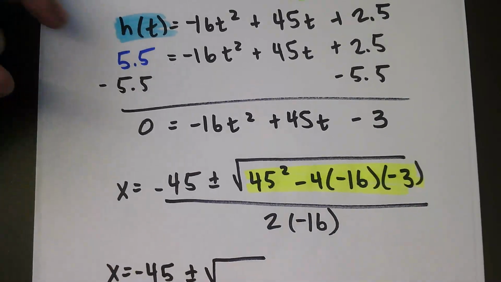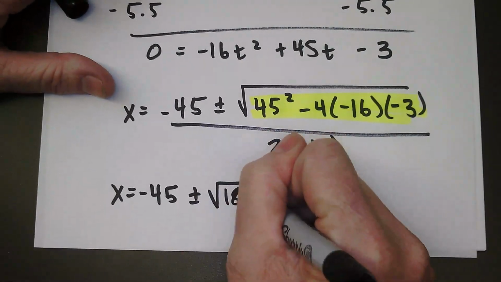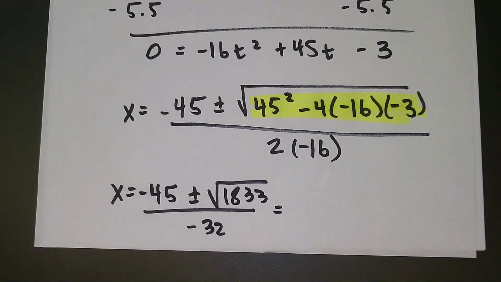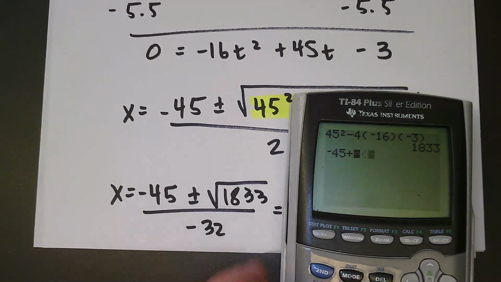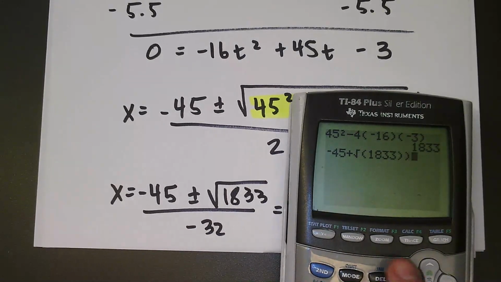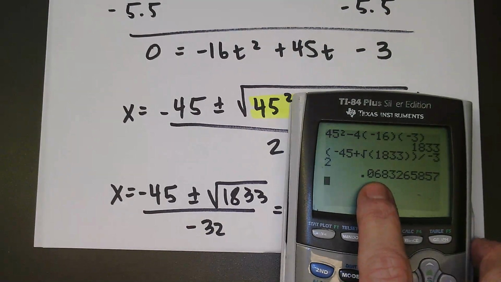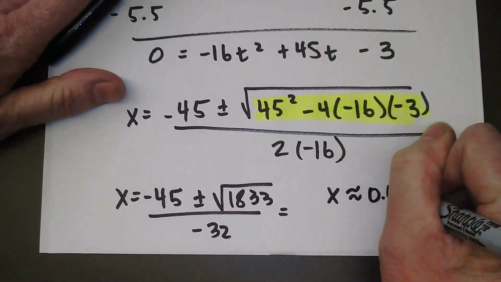Plus or minus the square root of, what did we say it was? 1,833. And I might as well just multiply this out. It's going to be minus 32. All right, now this is easier to type into the calculator. I want to get my answers. Negative 45 plus the square root of 1833. And really, I should have this whole thing in parentheses. So I'm going to go back and insert a set of parentheses so my whole numerator is in parentheses. Then I can divide that by negative 32. And that's going to give me about 0.07. So x is about 0.07.